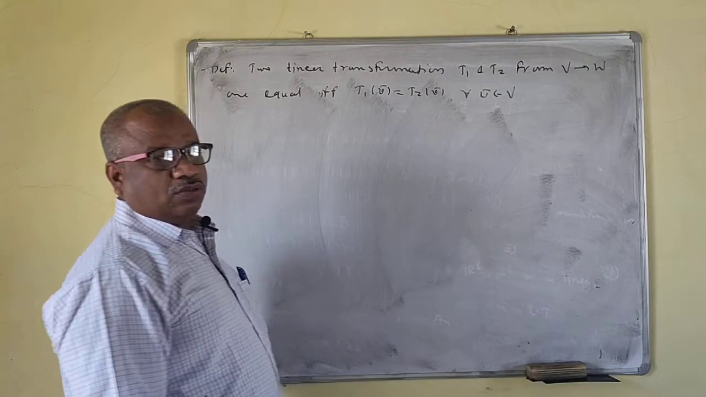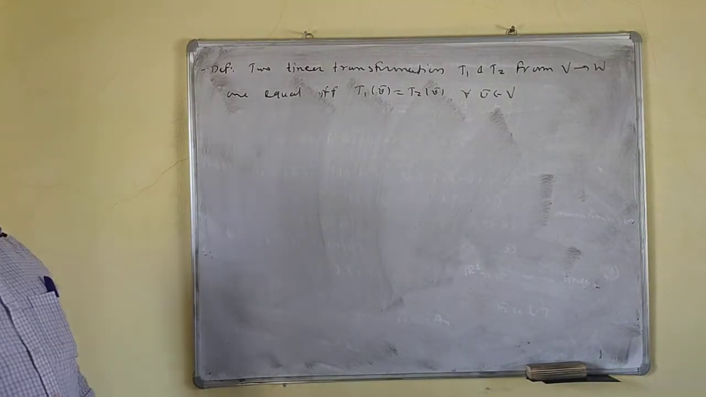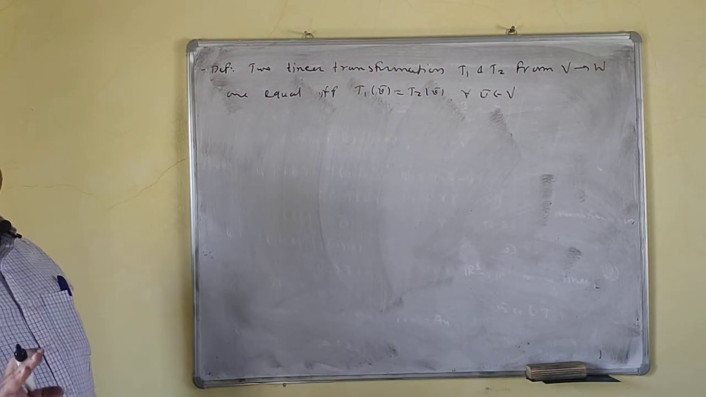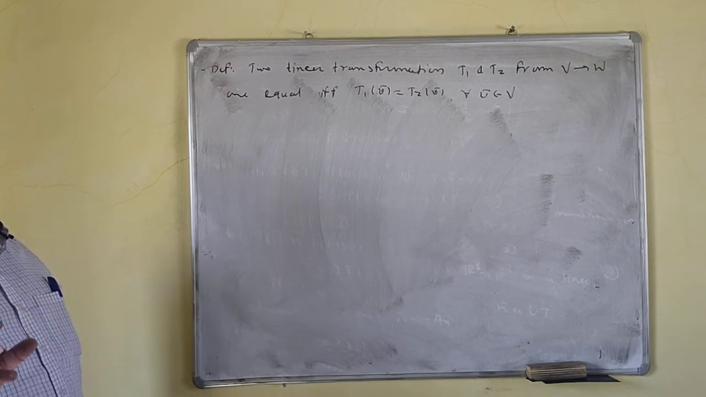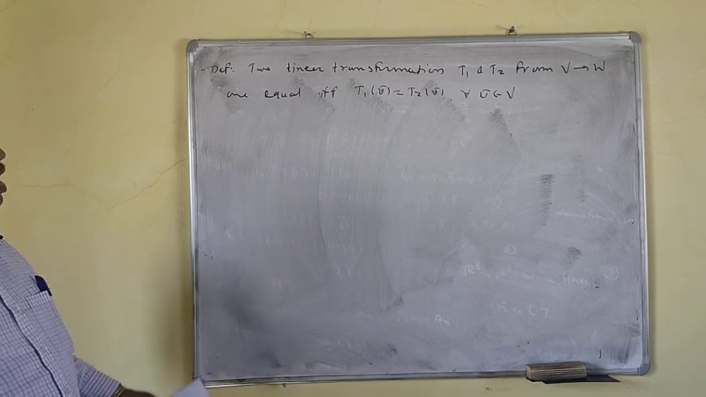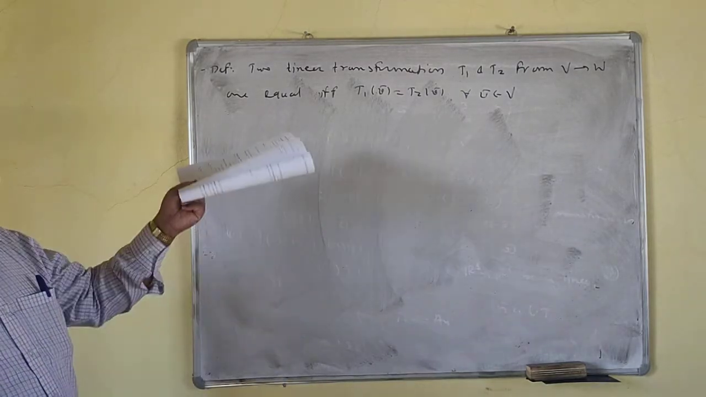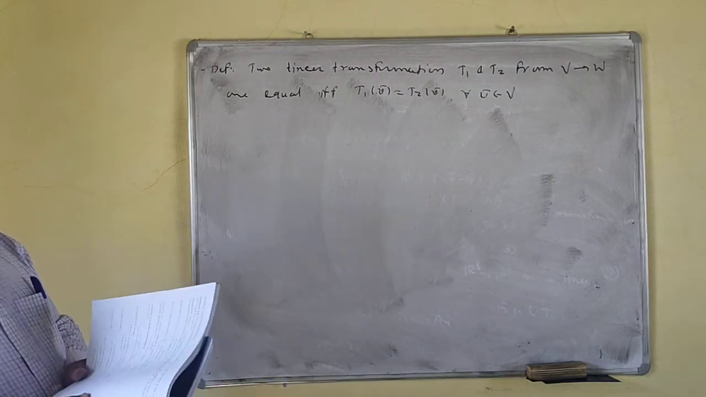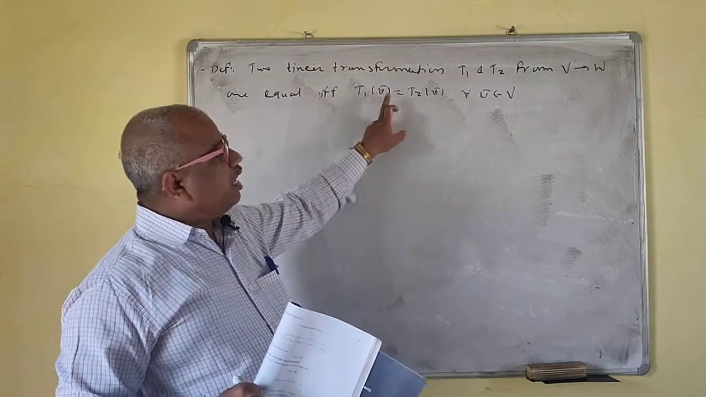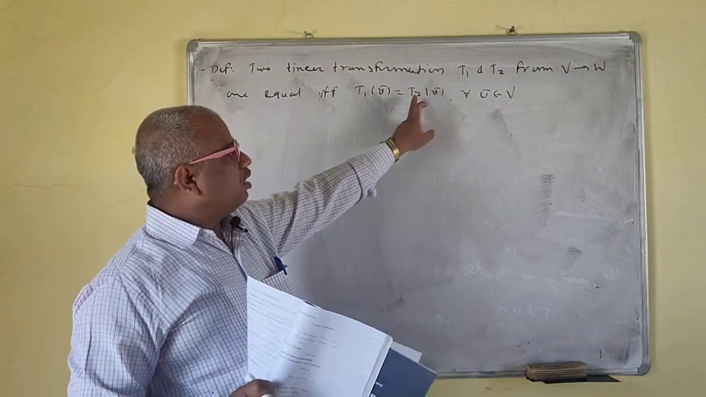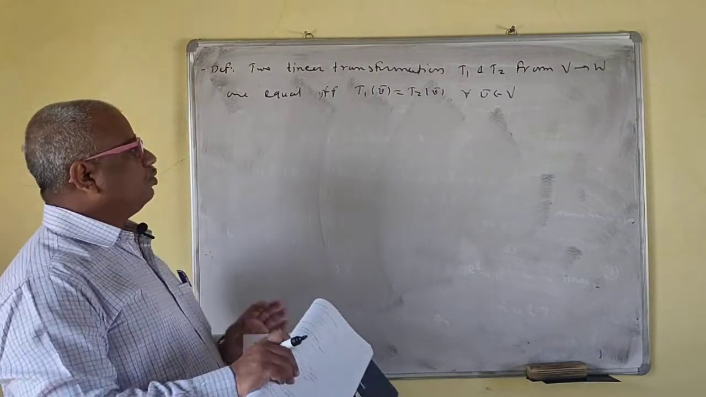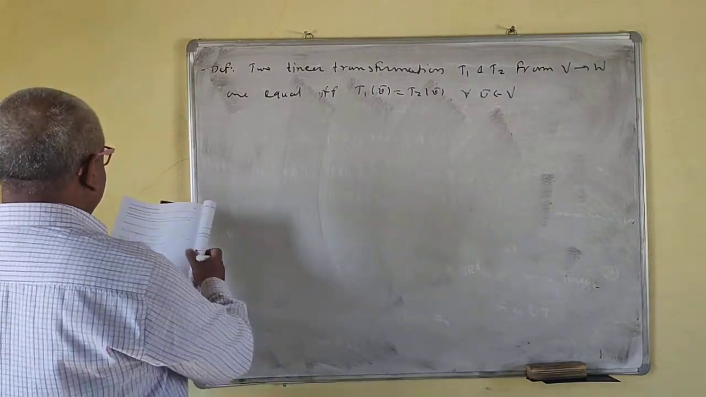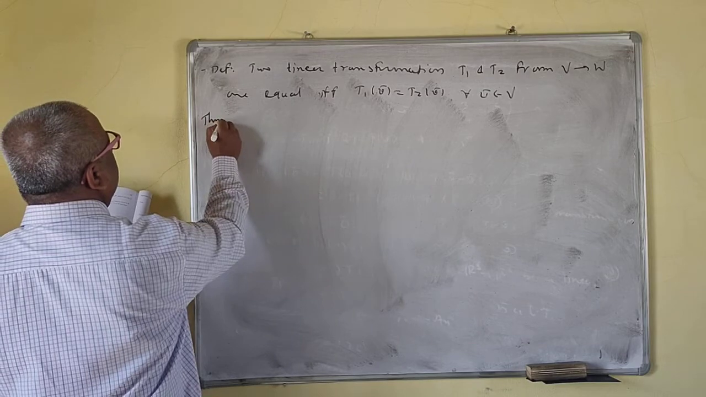So the two transformations T1 and T2 are the same if and only if their domain and codomain are the same. First condition is that their domain and codomain are the same, and T1 of V bar is the same as T2 of V bar. So that means if you apply T1 and T2 on any element of V and they are the same, then your T1 is the same as T2. Okay, so this is the definition. Now we'll take a theorem.